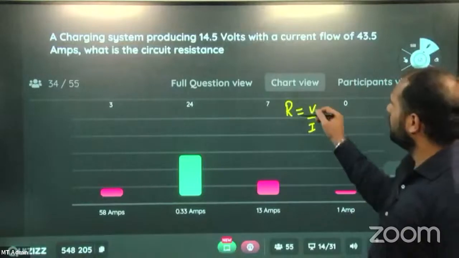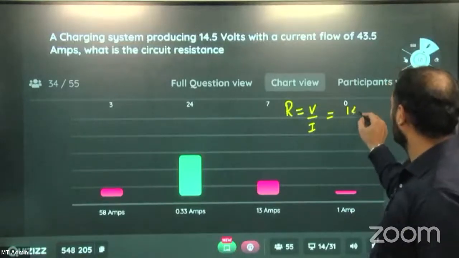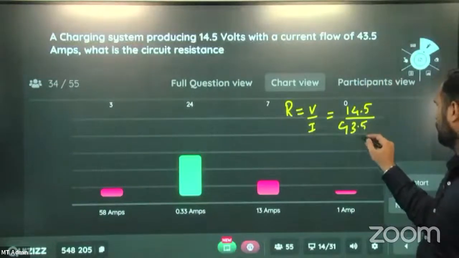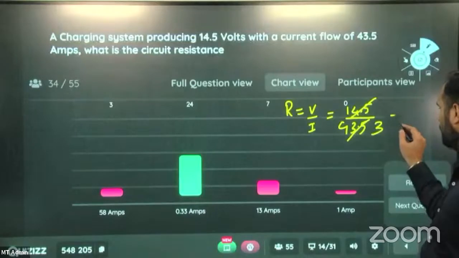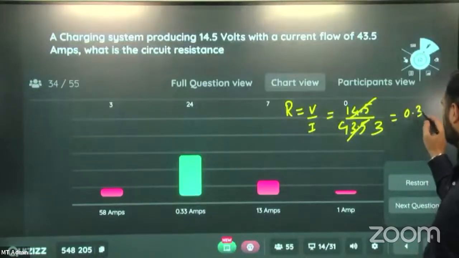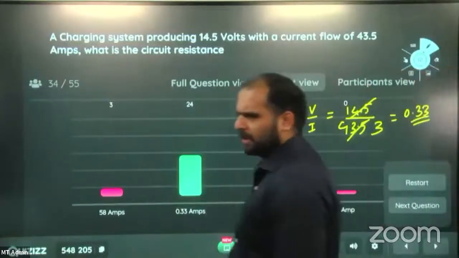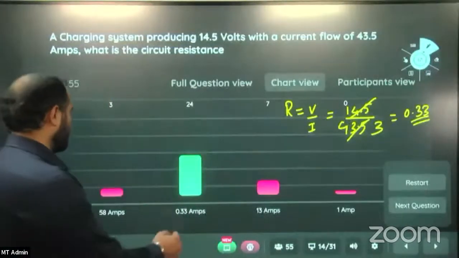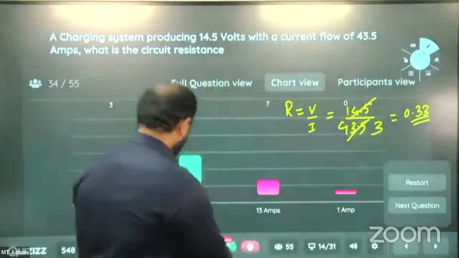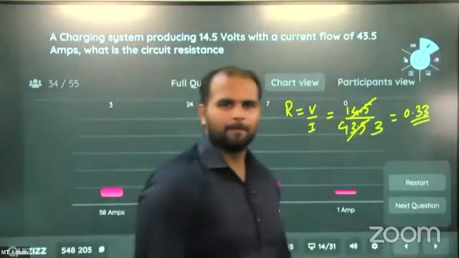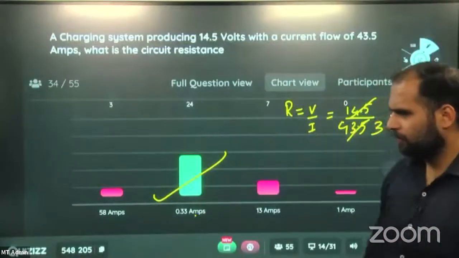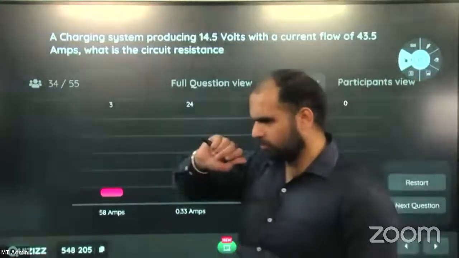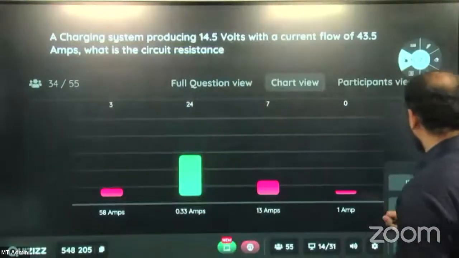What is voltage? Voltage is 14.5, right? And what is your current? Current is 43.5. I know this is 1 by 3. What is 1 by 3? Anyone? It is a recurring number. That is 0.33 ohms. Very good, Khushi. Only the units were wrong, but the number is correct. That is your option B. Am I clear with this part, everyone? Any doubts, you can put in the chat box. If not, then we'll move forward to the next question.